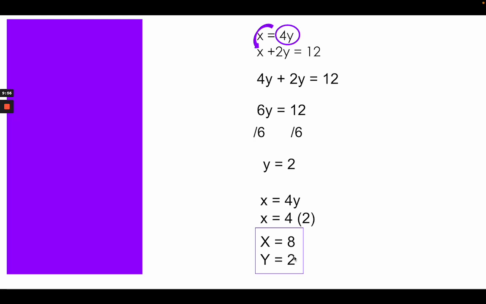Okay, let's do a couple more practice problems on the inside. Go ahead and open up your graphic organizer.